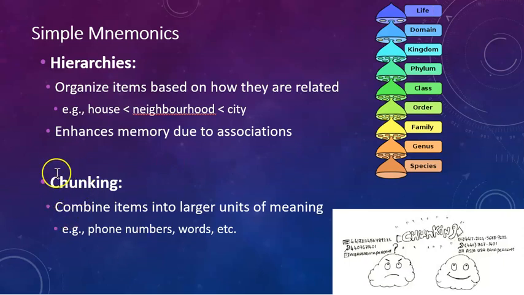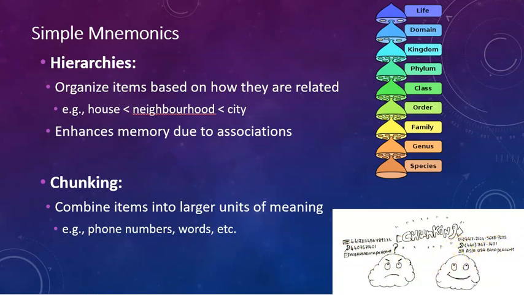Now, another example would be chunking, so combining items into a larger unit of meaning. So again, chunking random numbers together to mean a specific phone number, or chunking letters together to mean an actual word, that kind of thing. And here's a fun little comic showing how when you just mash things together, it looks confusing, but when you separate them, and sometimes reorder things, it can actually be meaningful.